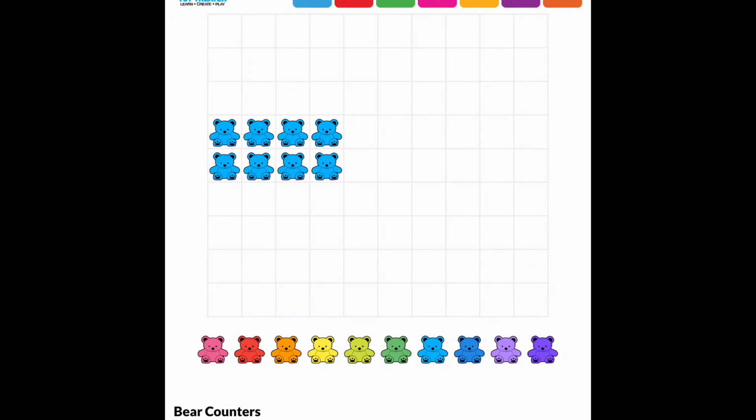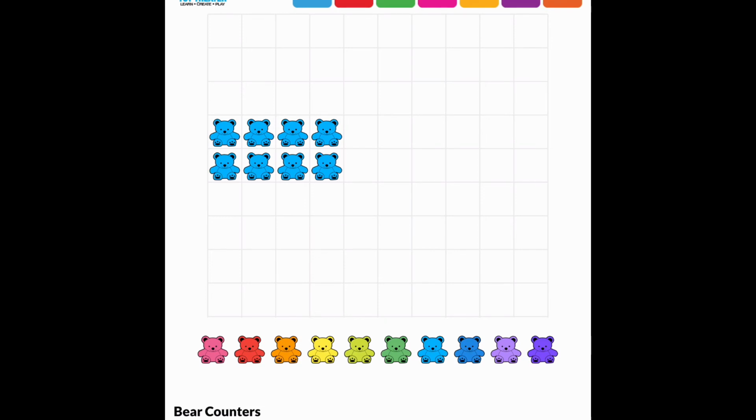As well as being able to split a whole into 2 parts, we also need to be able to split a group into 2 equal parts. So we are back with our bears. And how many bears can you see that we have here? Let's give them a count. 1, 2, 3, oh, he's moved. 2, 3, 4, 5, 6, 7, 8. So we have 8 bears, and we want to split this group into 2 equal groups.